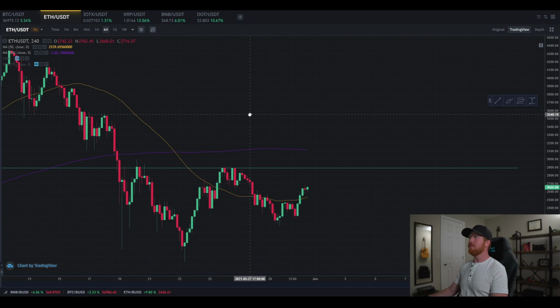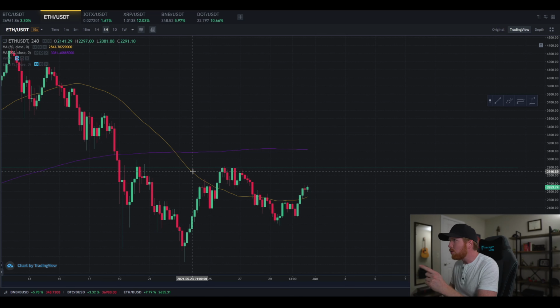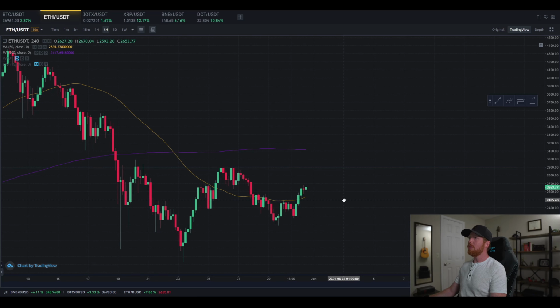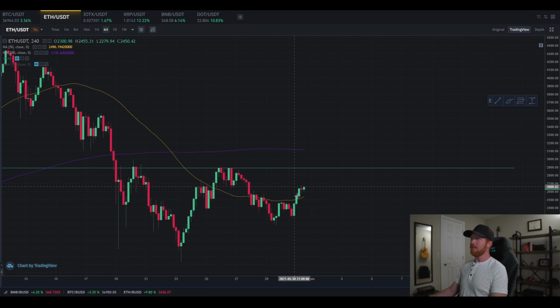Moving on to Ethereum, very similar scenario here for Ethereum. In fact, I marked this on my previous analysis, and it's roughly an estimate of about 2,900 on Ethereum. That's basically a major level. We got 1, 2, 3, 4, 5, 6, 7, 8 times it was tested, almost 9 times. So we will see that be tested again soon, I feel, because we're above the 50-day moving average.